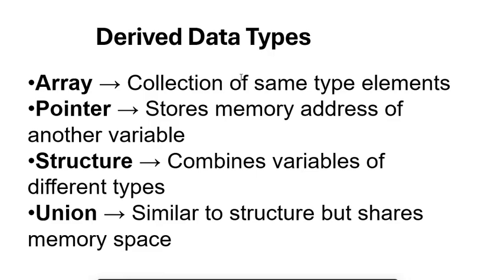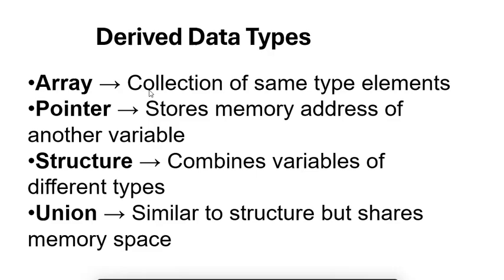Let us see derived data types. This is the second type of data types. We have arrays, pointers, structure and union. These are all the 4 types in derived data types, which are derived from the primary data types.